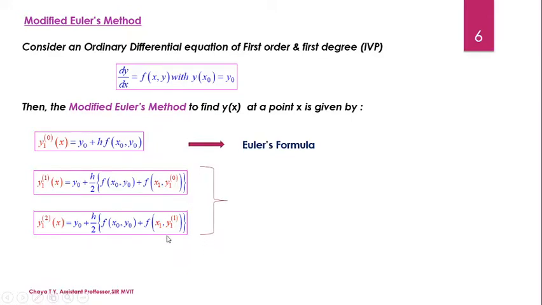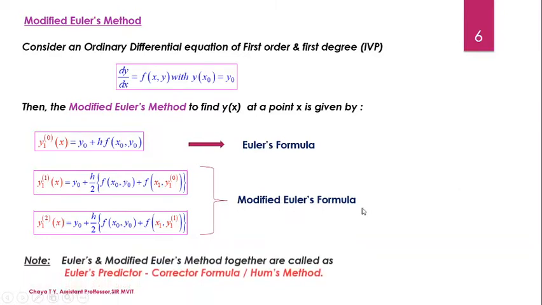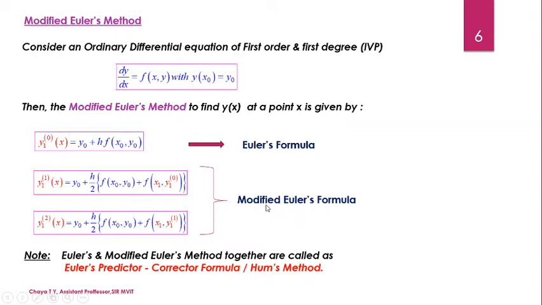Now these two formulae together, that means the modified formulae, are called modified Euler's formula. So the modified Euler's method, where you are going to use both the Euler's formula and modified Euler's formula together, can also be called Euler's predictor corrector formula or Heun's method. Remember guys, for every problem, if you are using this method, we have to modify the solution at least twice and then get the approximate solution of the given ordinary differential equation.